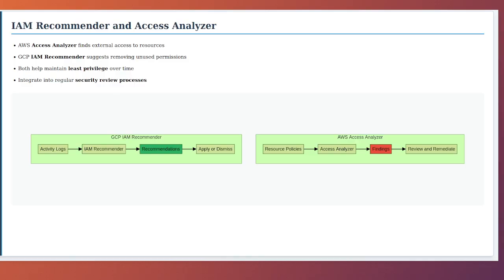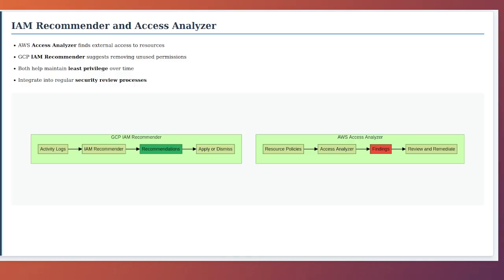In terms of commands, you can list AWS Access Analyzer findings using AWS Access Analyzer list findings with the analyzer ARN parameter. Each finding includes details about the resource, the external principal with access, and the actions they can perform. You review and either archive findings that are intentional, or remediate the policy.